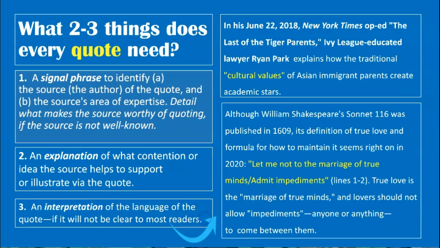And we have 2 quotes here. And in the first quote, we are using 1 and 2 from this list. This is all we need. But the second quote, we need 1, 2, and 3. And why is this? We have a quote from William Shakespeare. This is 17th century English, and it needs an interpretation.